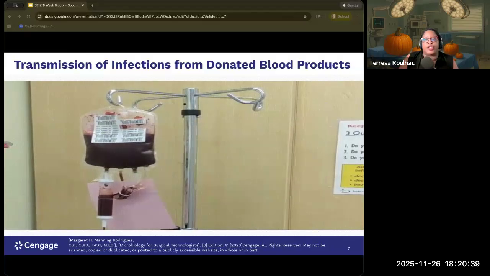Good thing is that there is strict screening and testing, so the chance of getting an infection from a transfusion is actually very low, but we still talk about it because it's not zero.